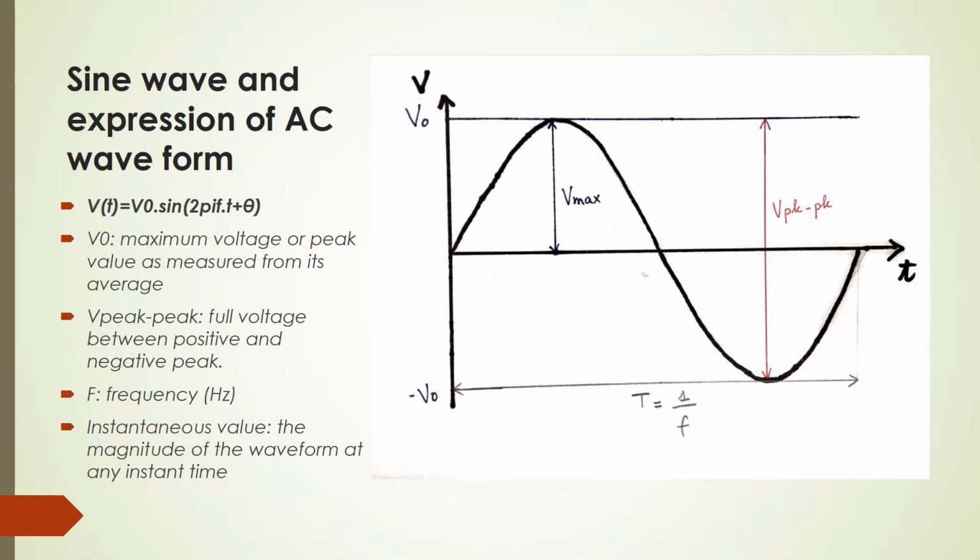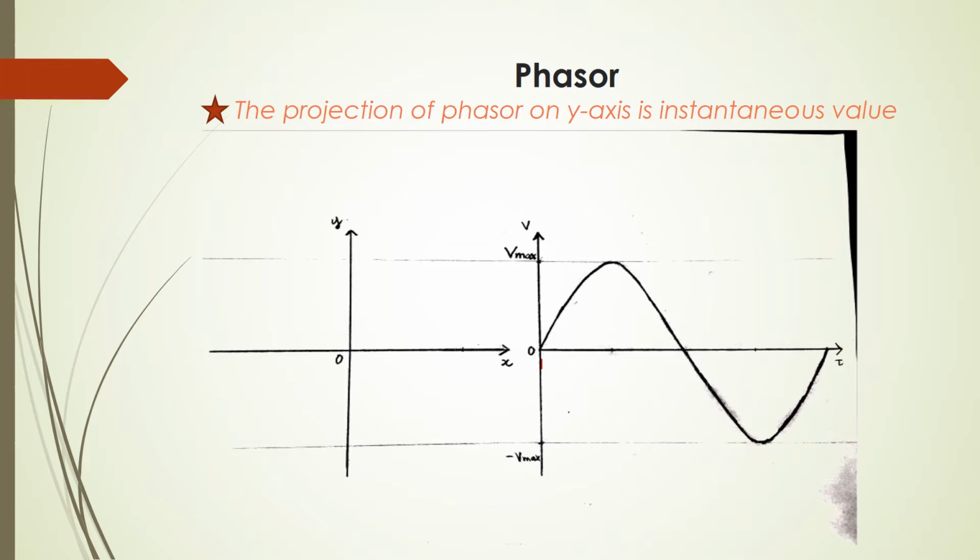The next term is the frequency. The frequency simply indicates the number of cycles it switches per second. Last but not least is the phasor. The phasor is simply a vector rotating around its origin. Importantly, the projection of a phasor on the y-axis is the instantaneous value.